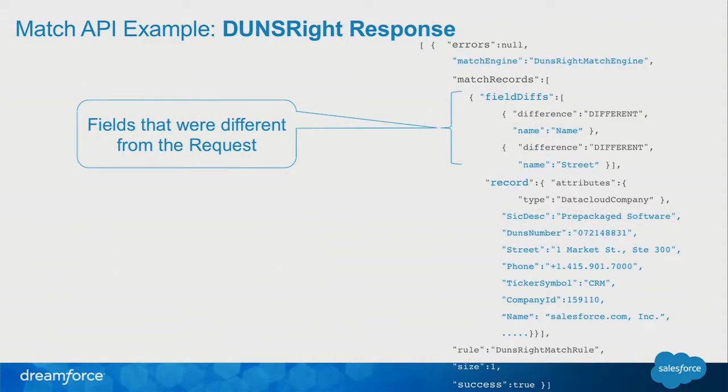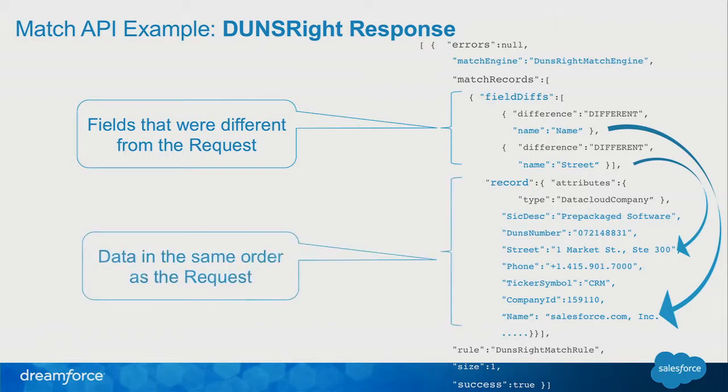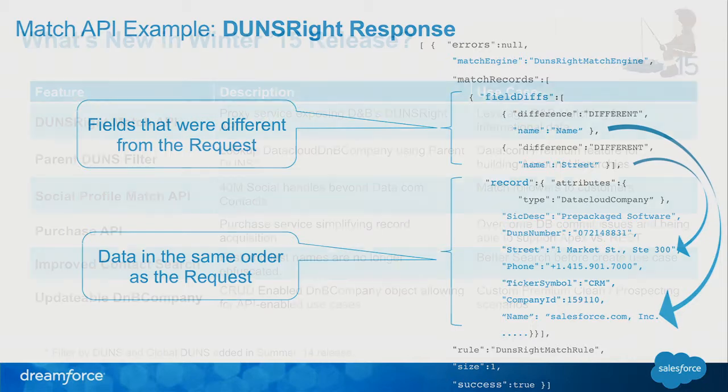In the response, what you see is that those two fields which I highlighted are identified as the fields which were different. In the previous slide, in the request, we said the name is Salesforce. In reality, the name is salesforce.com inc, and the street address is not just one Market, it's One Market Street, and there's a suite number associated with that as well. So these were different. On top of that, we've also shown the other fields that you had asked for in the same sequence that you had in your request, which means it's easier for you to read and parse those as well.